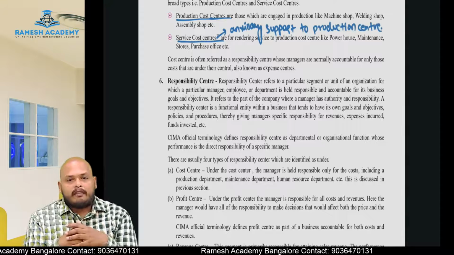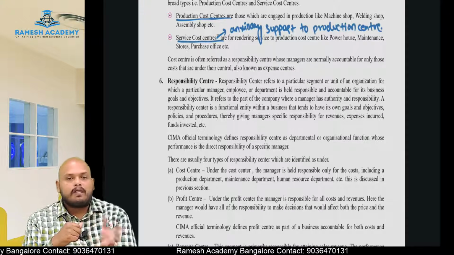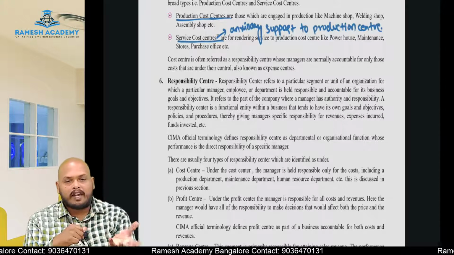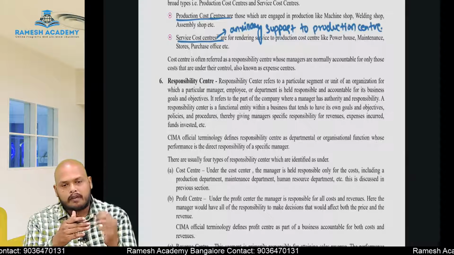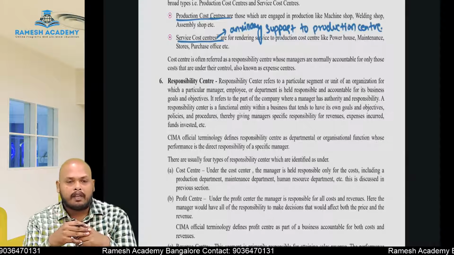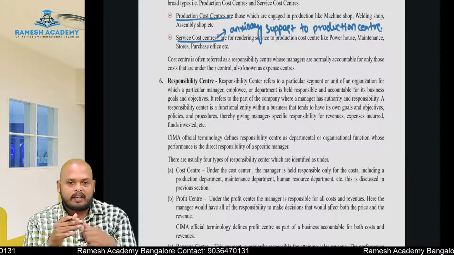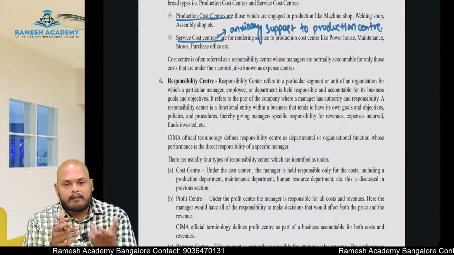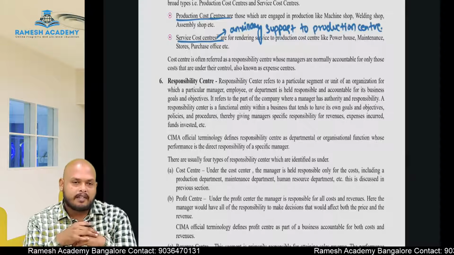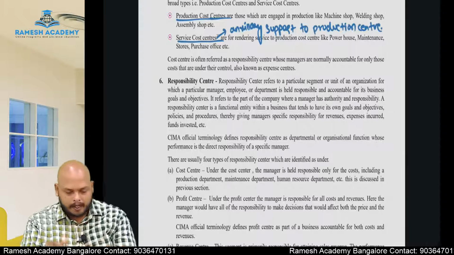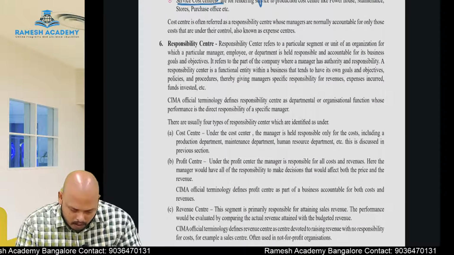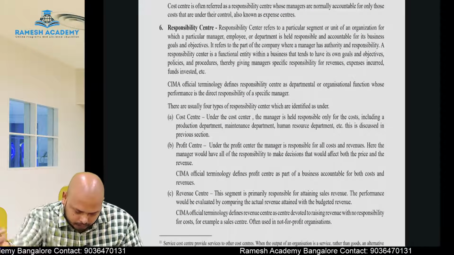A service center will be acting as an auxiliary support to the production center. Production center, they will convert raw material into finished goods. To convert raw material into finished goods, they require power. Power, who will be supplying? Service department. We require labor. Labor, who will be supplying? Service department. Like that. Okay? Next, responsibility center.